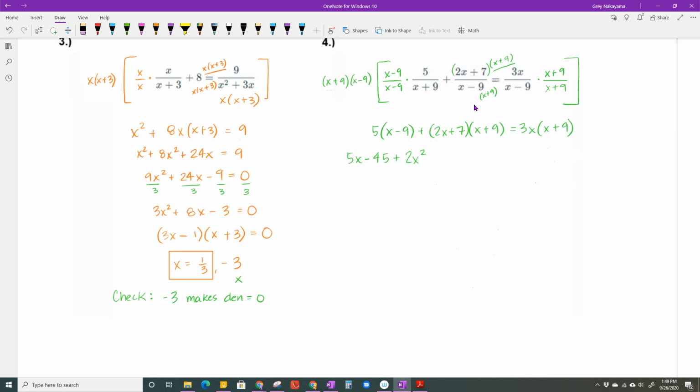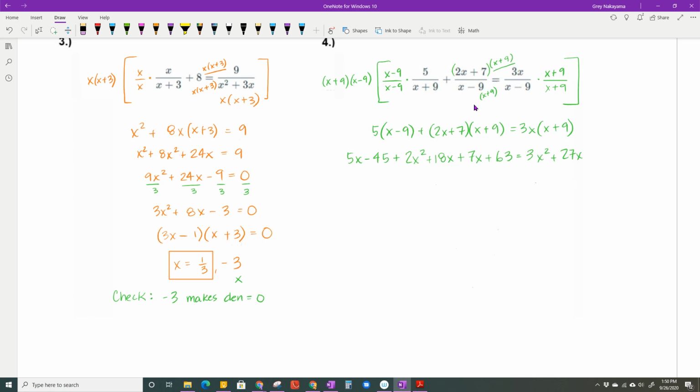And then I'm going to have to FOIL. So my first term is 2x squared. Outside, 18x. Inside, 7x. Last, 63. And then I distribute my 3x squared plus 27x. Okay, now I'm going to combine. I'm going to simplify the left side before I try to take anything over.